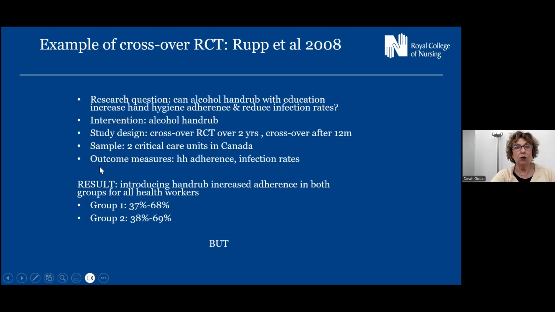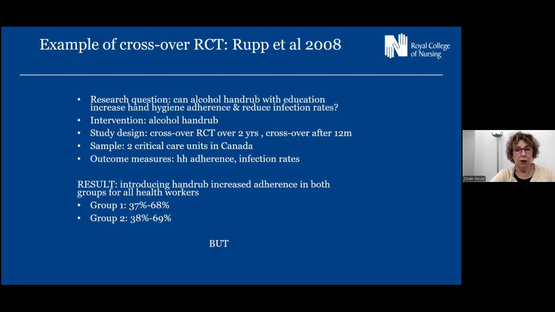So an example of a crossover RCT in infection control is one that was done by Rupp in Canada a few years ago now. The research question that Rupp came up with was, can alcohol hand rub with education at the same time increase hand hygiene adherence and reduce infection rates? So if we give people alcohol hand rub and we teach them how to use it, will they clean their hands more, and will infections go down? So the intervention was the alcohol hand rub and the teaching, and it was a crossover design.